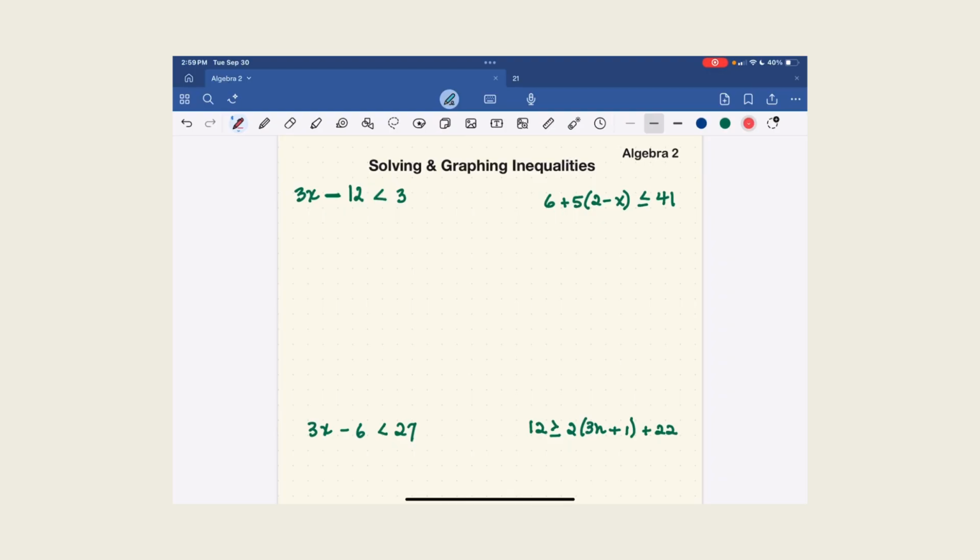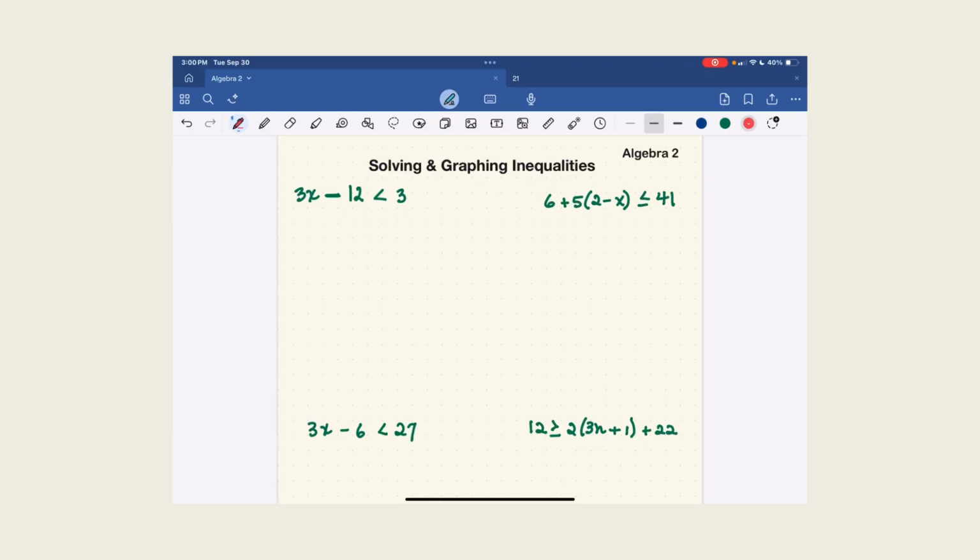Today, we are solving and graphing inequalities. Inequalities are solved similarly to how we solve equations. The only difference is that we have an inequality sign or symbol instead of an equal sign. So let's get started.